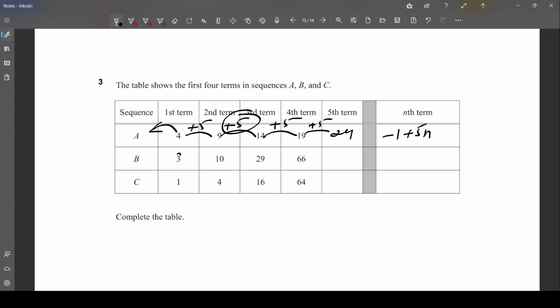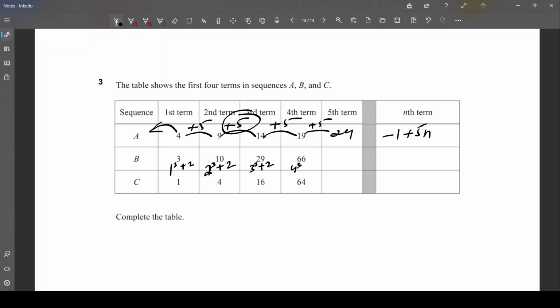So in this case, I can see that this is near to 1 square, this is near to 2 square, this is also near to 3 square. Actually it is not square because it should be cube, right? Yeah, so I got it. You should also be able to identify. It is 1 cube plus 2. 2 cube is 8, right? 8 plus 2 is 10. 3 cube is 27. 27 plus 2 is 29.